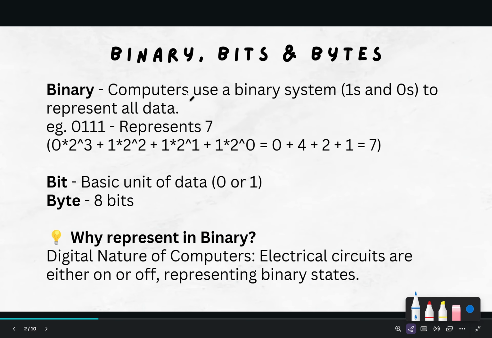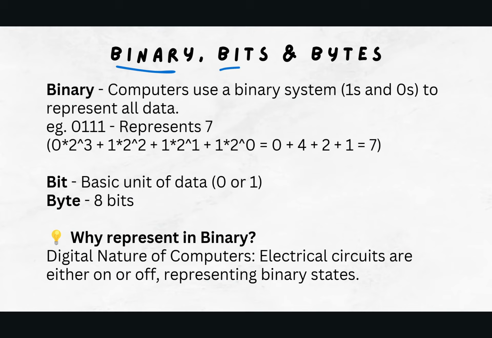Okay, so we all have heard about binary, bits and bytes. Let's quickly revise what these three terms mean. Binary is basically a system of two, where these two numbers are 0 and 1. We use 0 and 1 to represent all the data. For example, if we want to represent the number 7 in binary, then we write it like 0111.